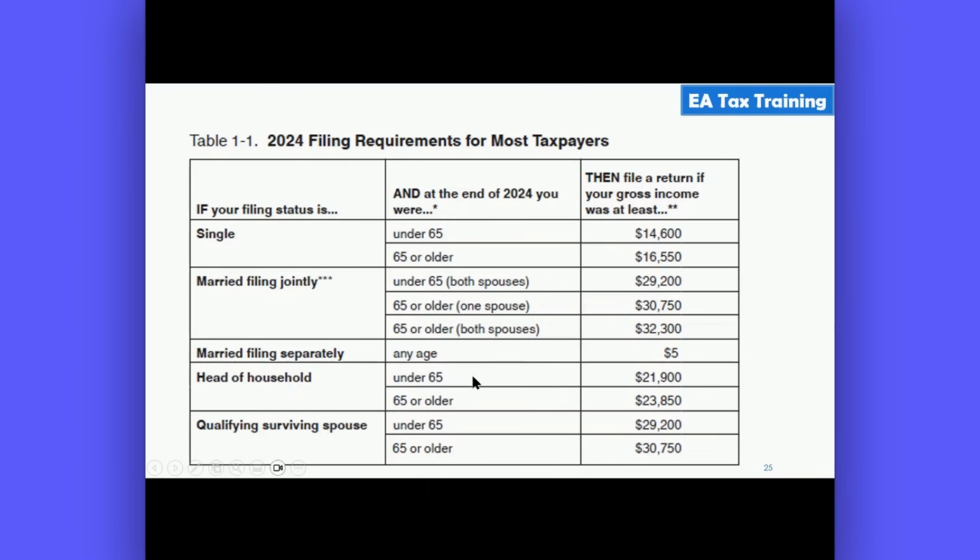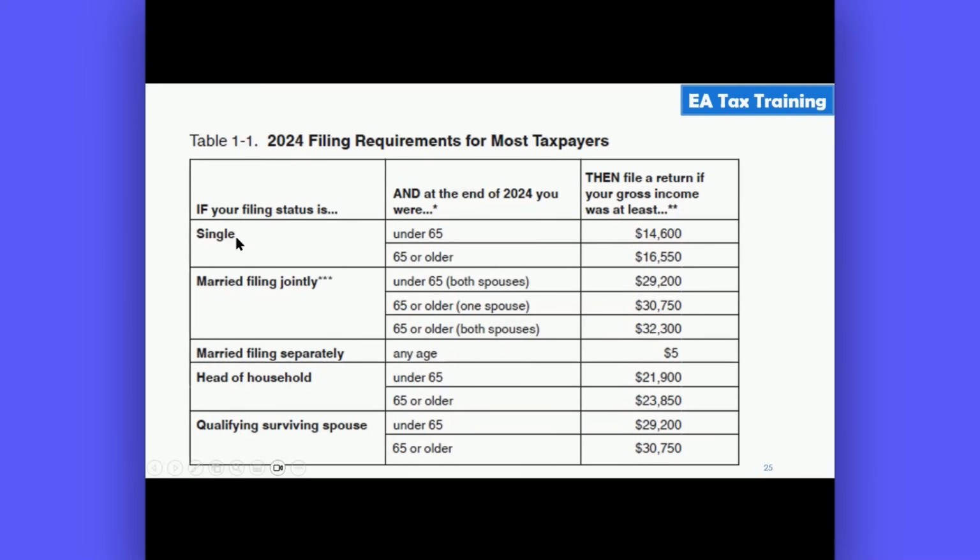So basically, anybody who is filing married, filing separately, is going to have to file a tax return. Then if you are head of household, you can see that it is $21,900 is the minimum amount of income to file a return. And if you are a qualified surviving spouse, then it is $29,200. Again, not coincidentally, that is the same as the married filing jointly amount. And because, as you'll learn, a qualifying surviving spouse gets essentially the same benefits as those who are married filing jointly. These amounts, when we get to the video about the standard deduction, you are going to recognize these amounts because that's what these amounts are.